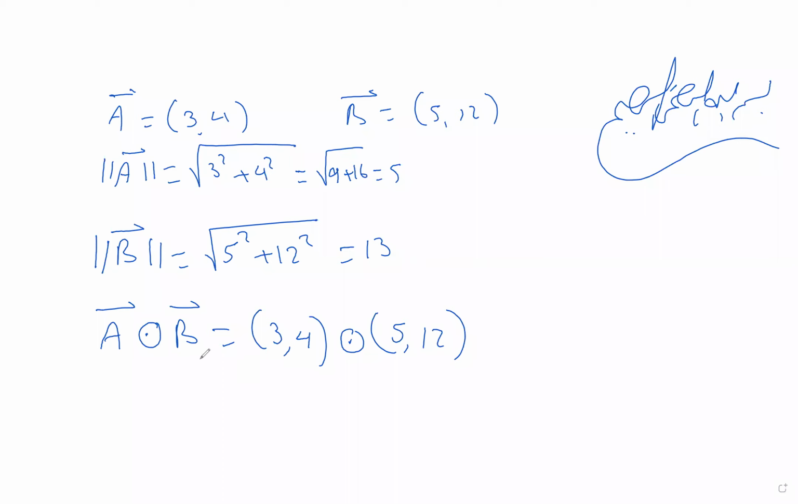A dot B is (3, 4) times (5, 12), which is 3 times 5 is 15 plus 4 times 12 is 48, which is 63. So this was the norm, the length of each, norm A and norm B, and this was the scalar product of the two vectors A and B.